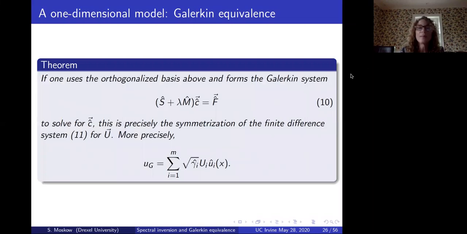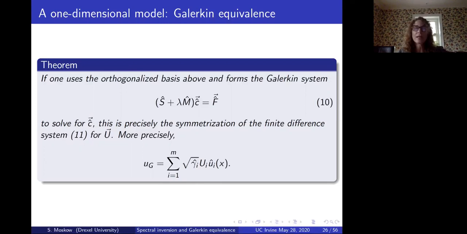So that gives us a little result: if one uses the orthogonalized basis and forms the Galerkin system in the orthogonalized basis, this is precisely the symmetrization of the finite difference system. That is, the Galerkin solution is basically the coefficients, up to the scaling with the gamma I hats, the finite difference solutions.